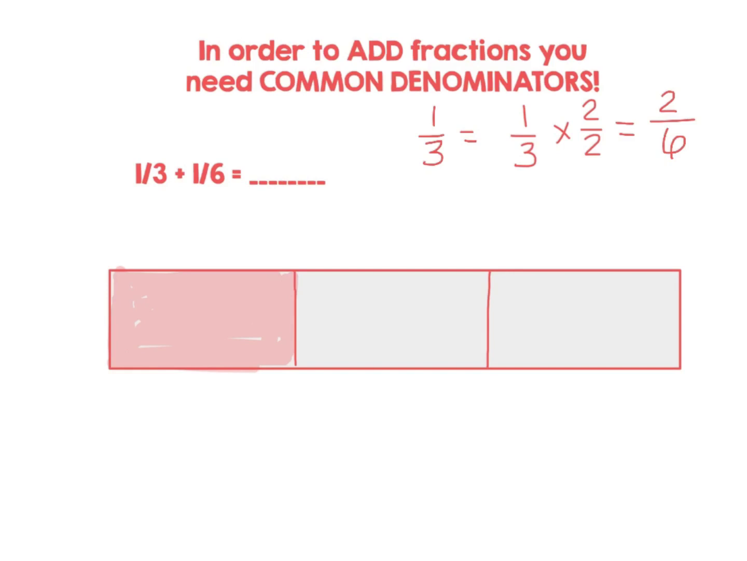So really, I could show sixths on my tape model. Look at this. I had 1/3 shaded, I multiplied, and now I have 2. So I have sixths. And I'm going to continue showing this on my model.